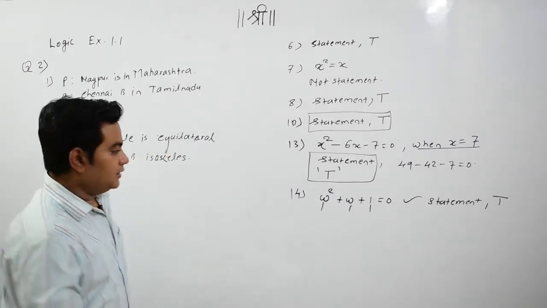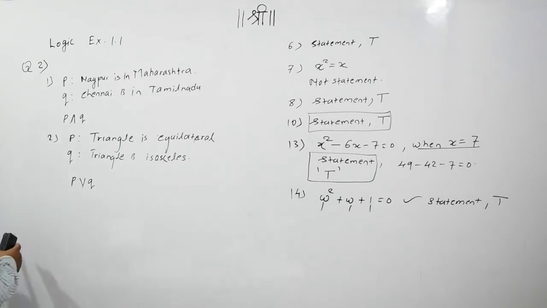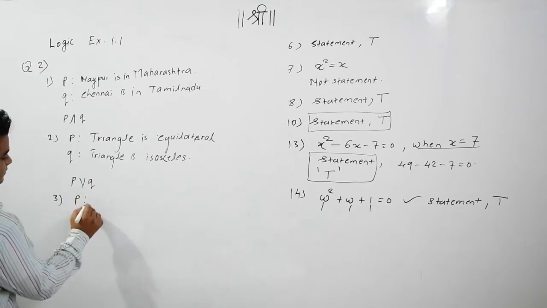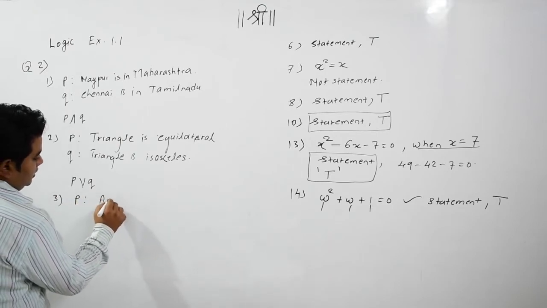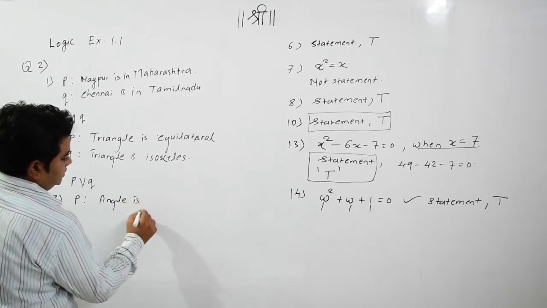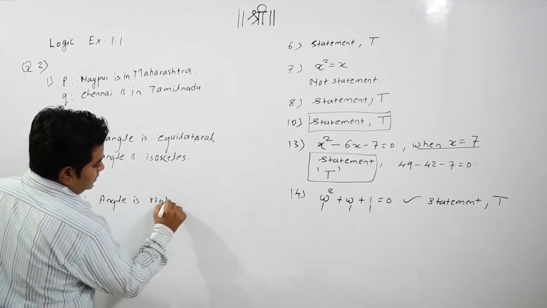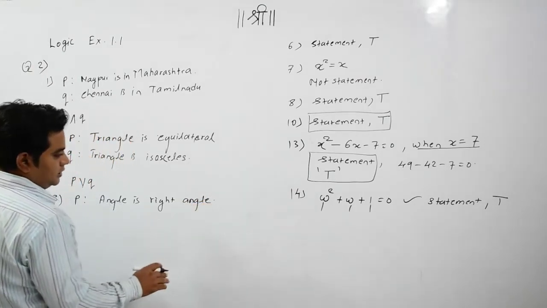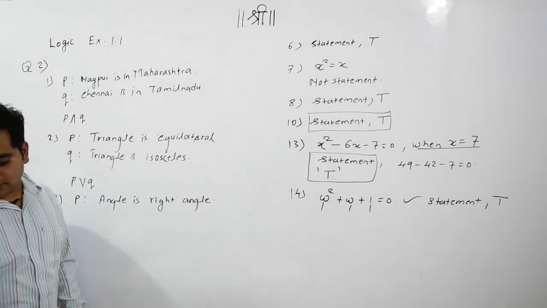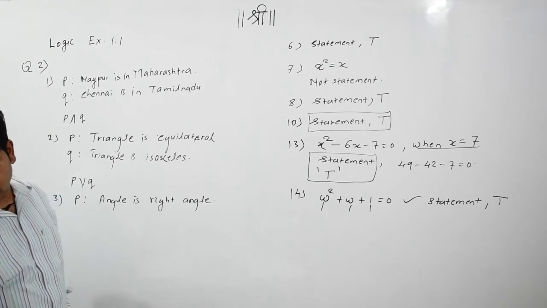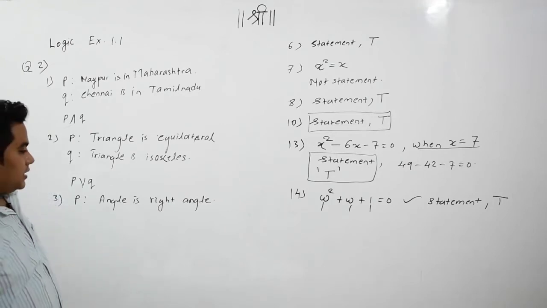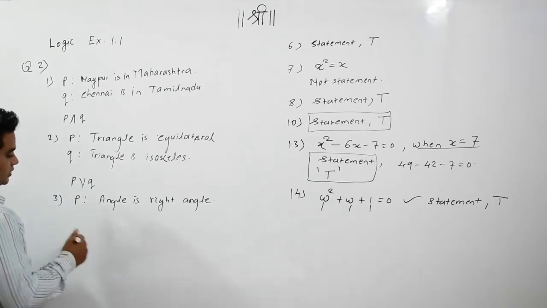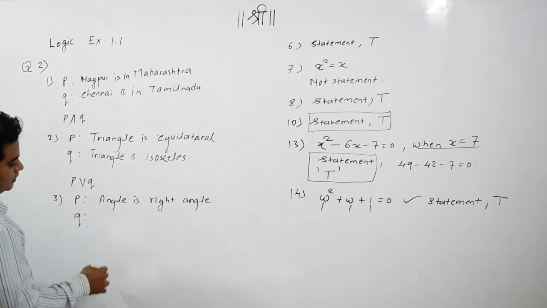So what is our P, what is our Q? In question number 3, P is what? Angle is right angle. Okay, angle is what? Right angle. Sure? Okay, correct. Angle is right angle. Okay, now next Q. Then what?